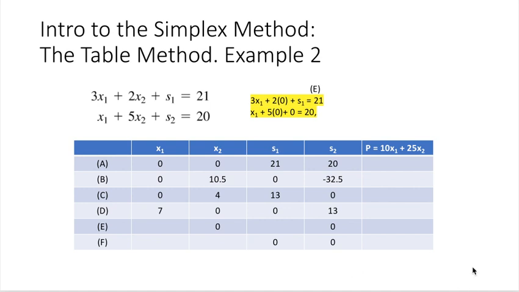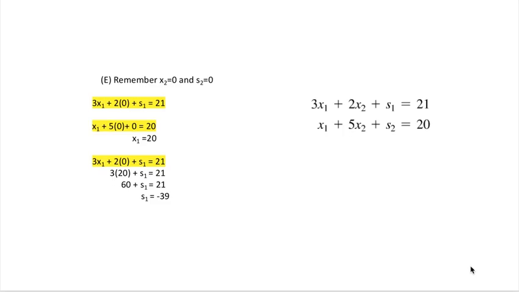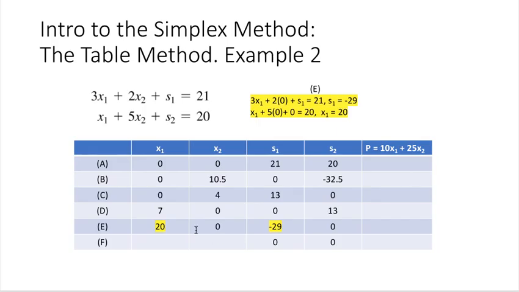And once again, I did this on the next page. So plugging those values into this equation, I find that x1 is equal to 20 and s1 is equal to negative 39. Again, stop the video anytime if you want to look at that, take a minute to absorb what happened there. And I substitute those values into my chart.